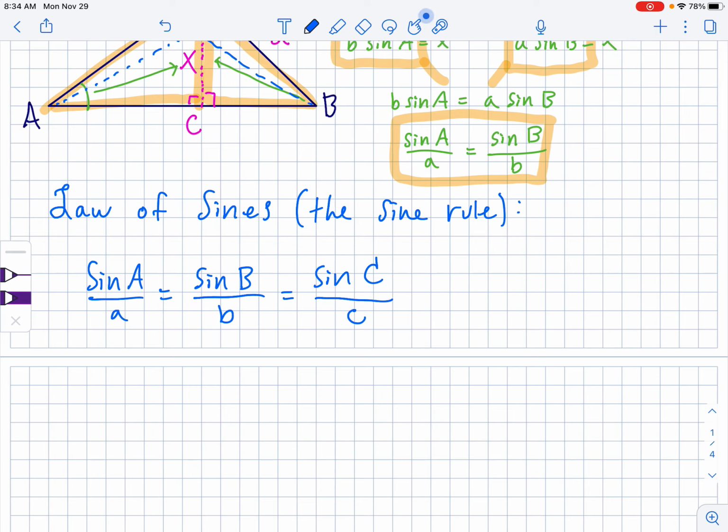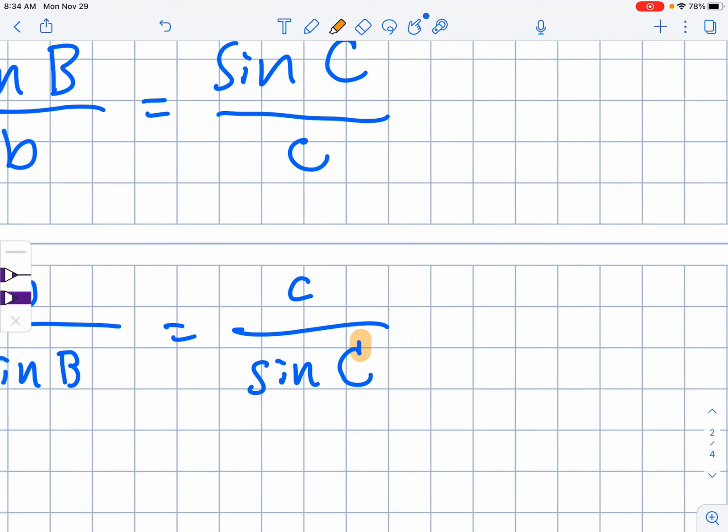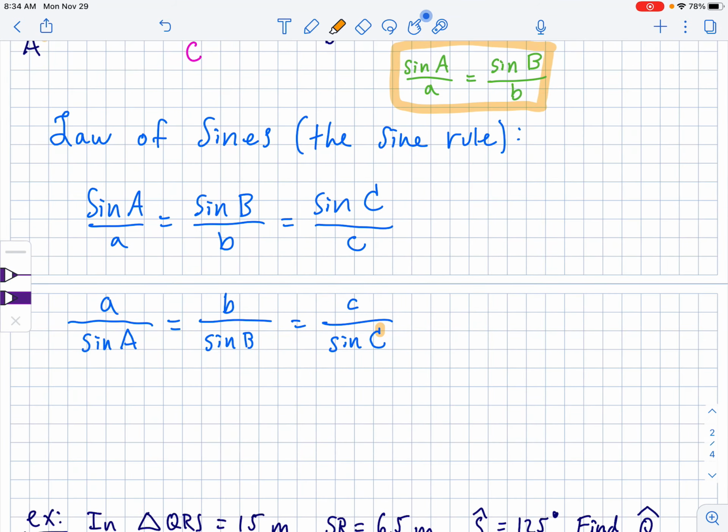The book also wants you to know that you could flip this upside down and it's the same relationship, so you can do a over sine capital A is equal to b over sine capital B is equal to lowercase c over sine capital C. Notice for my capital C's, I'm still doing that little fancy hat, so I can differentiate between a lowercase and a capital.